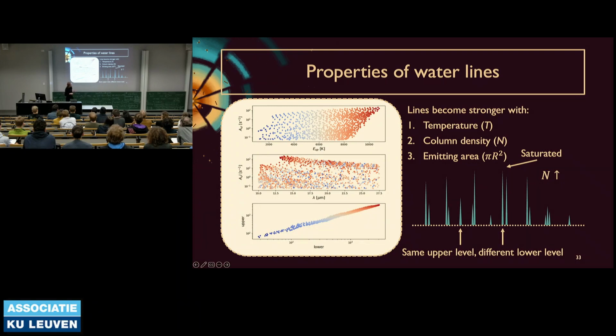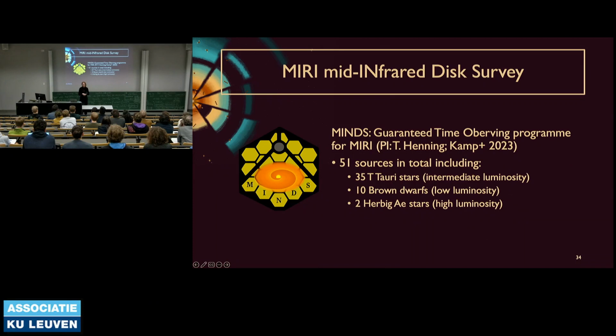Each of these lines also has different temperatures, as I said before. Because of that, you can trace how much water there is in a hotter region and how much water there is in a colder region. So now, because of MIRI, we are able to see individual lines. I will be showing that in a second, but first I will talk about what data I'm actually using.